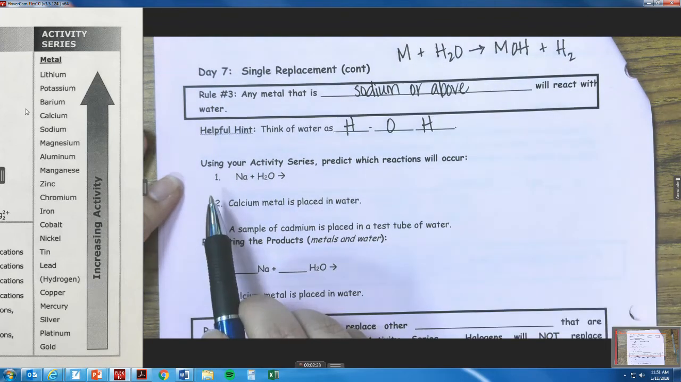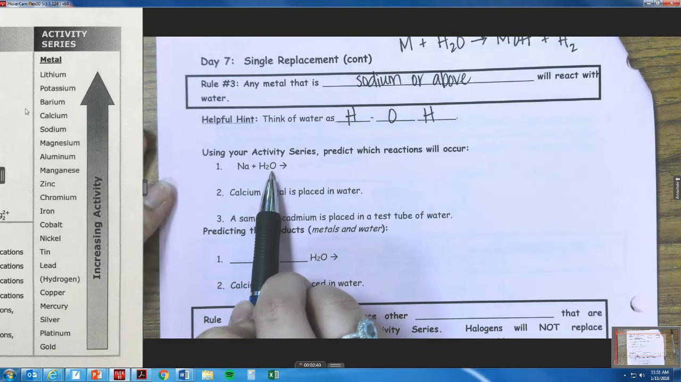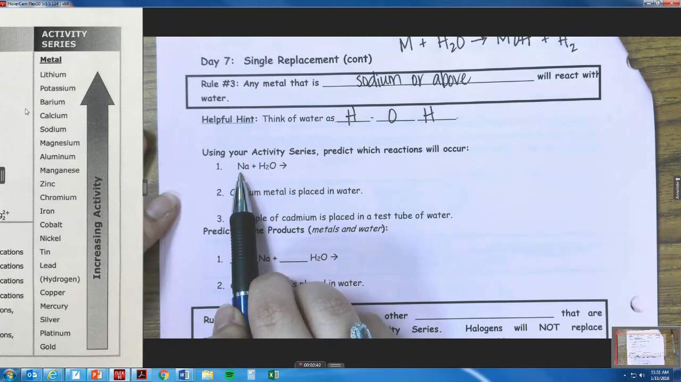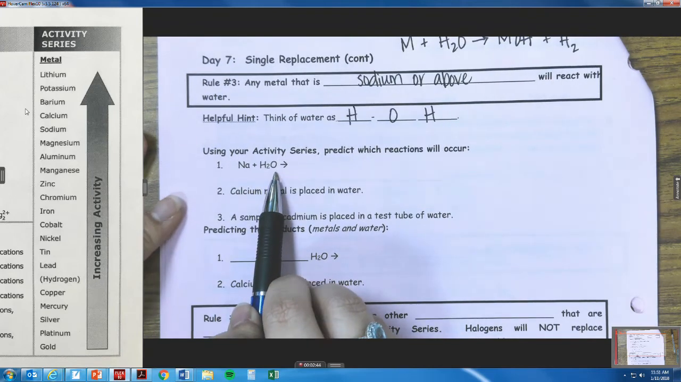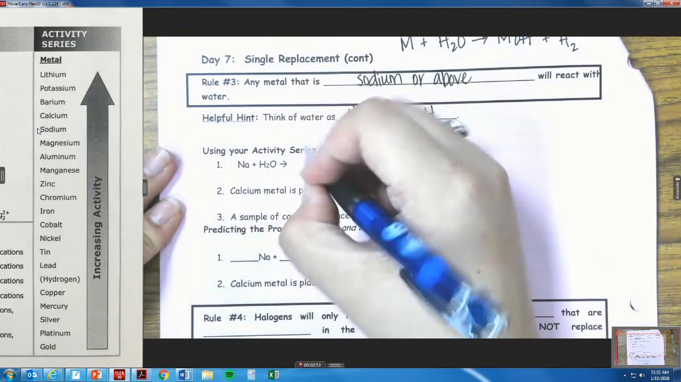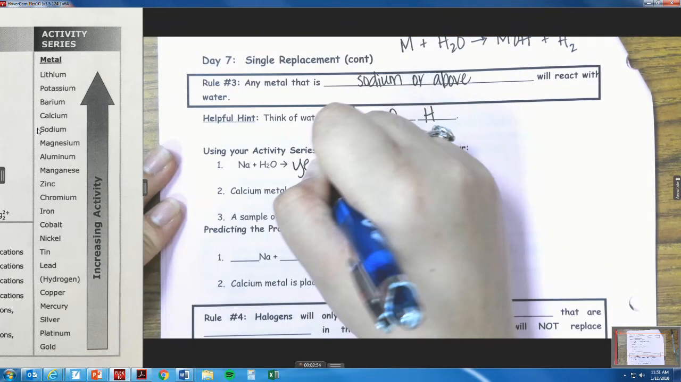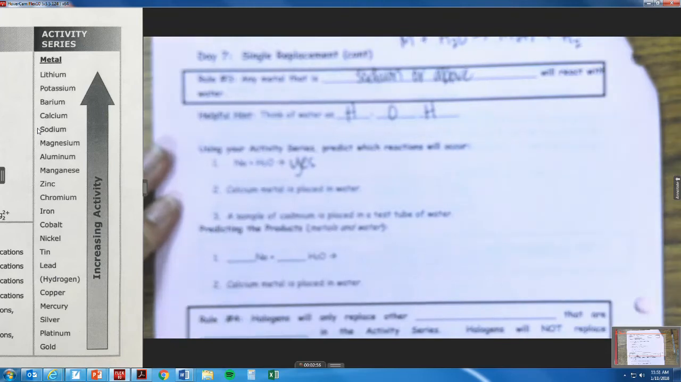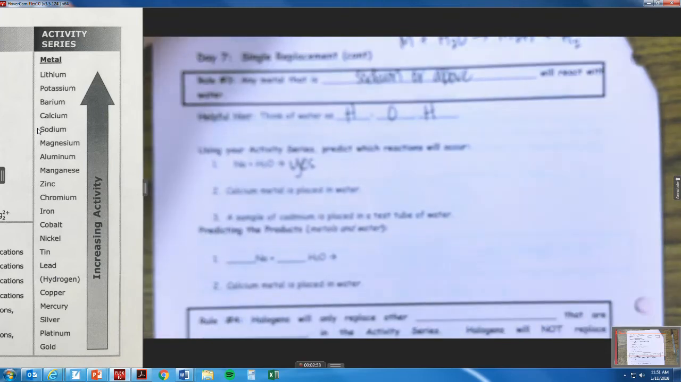So number 1, sodium plus water. So will sodium react with water? Well, let's take a look at our activity series. So is sodium one of these 5 metals? It is. So it will react. A reaction will occur.